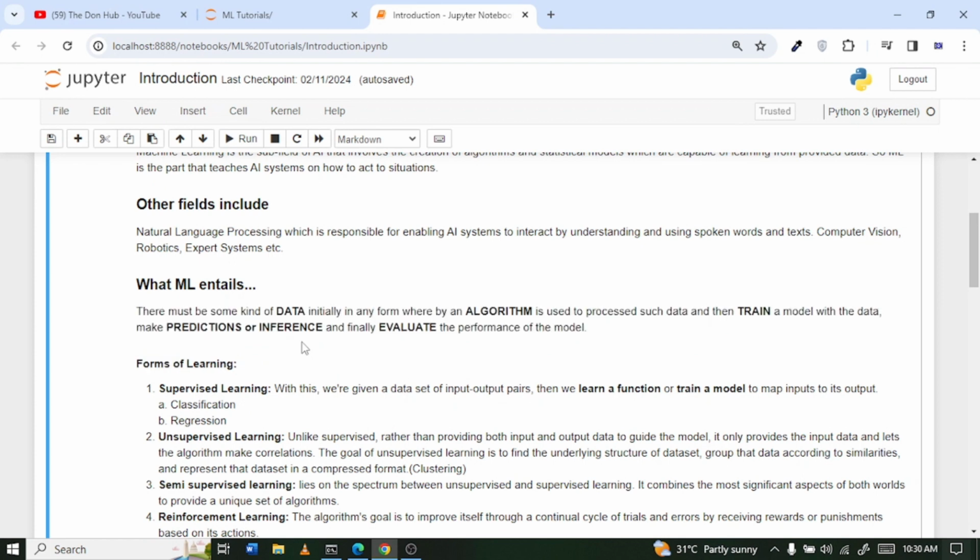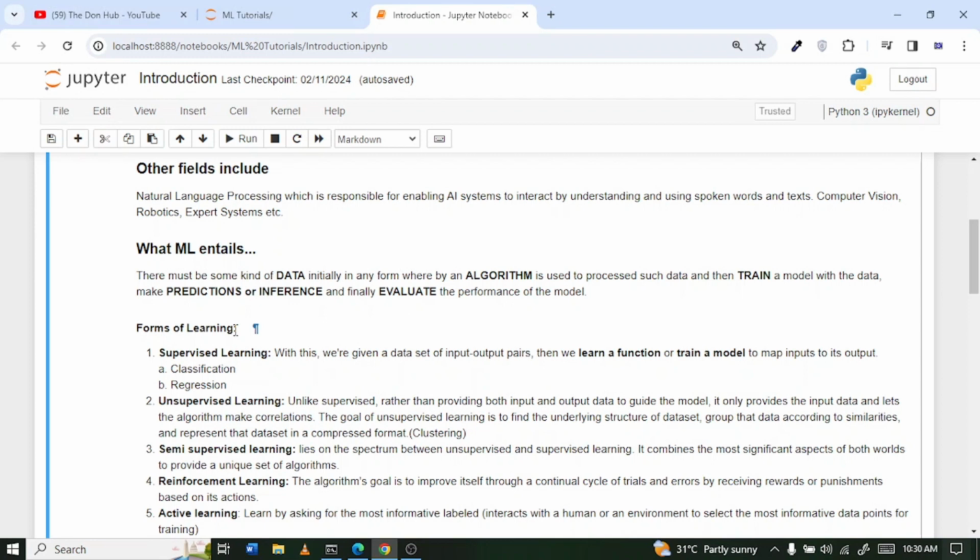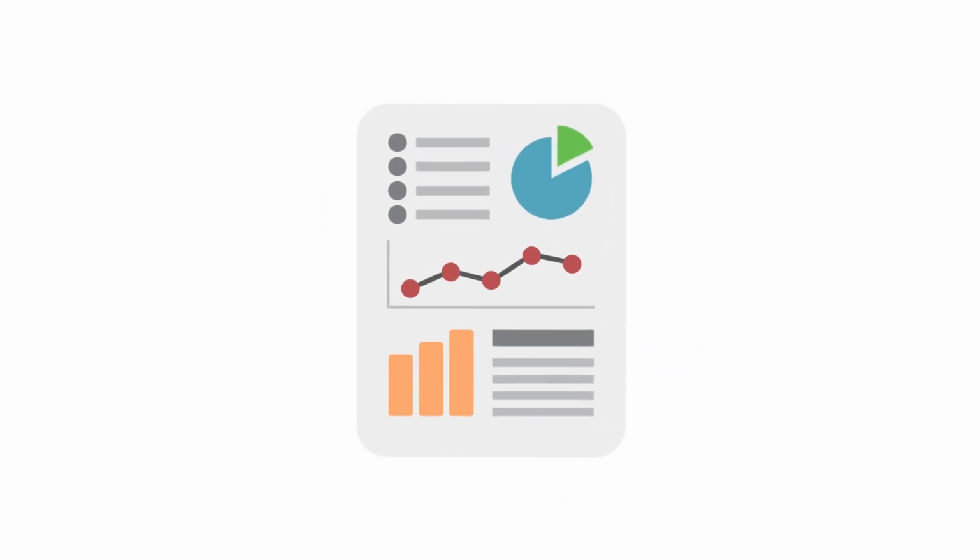Now, what entails machine learning? When we say machine learning, what exactly entails machine learning? What does it comprise? The first thing we talk about is data. Data is a key factor. Data is the information the model is going to learn from, and based on that, it will make predictions.